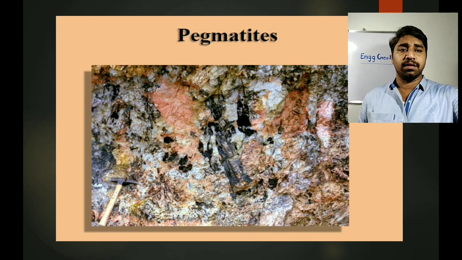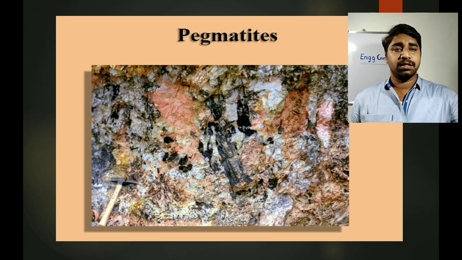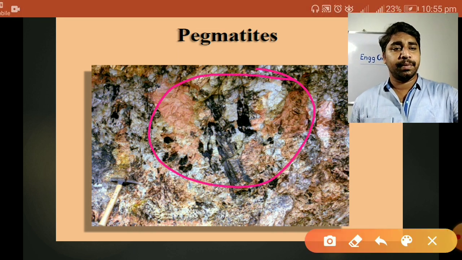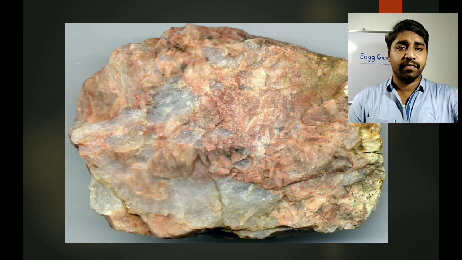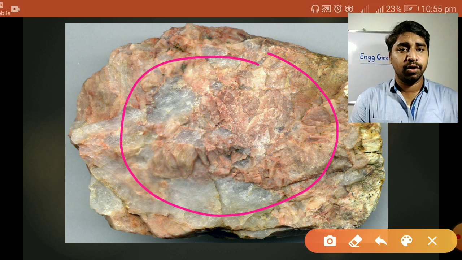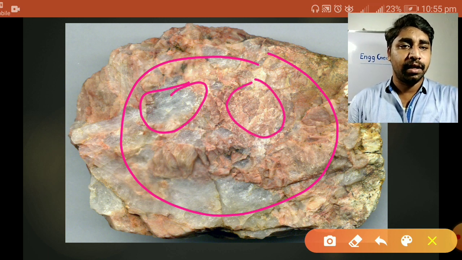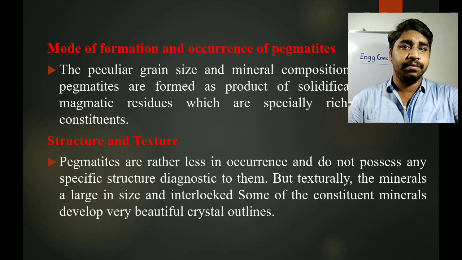So this is the figure where we can see pegmatites. All these are pegmatites only. This is also another variety of hand specimen of pegmatite. Here you can see both the quartz portion and the feldspar portion. Quartz and feldspar are available in larger quantities and also in larger sizes.